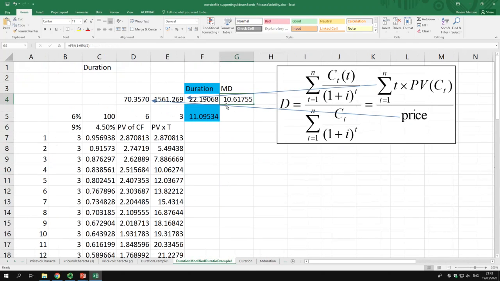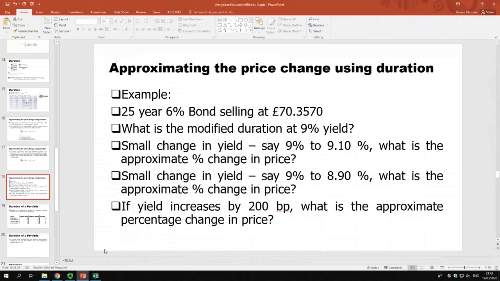That's what you calculated here, 10.6175. Okay, we now know the modified duration and duration. We've calculated them. Now the question is saying a small change in yield, say 9% to 9.10%. What is the approximate percentage change in price?